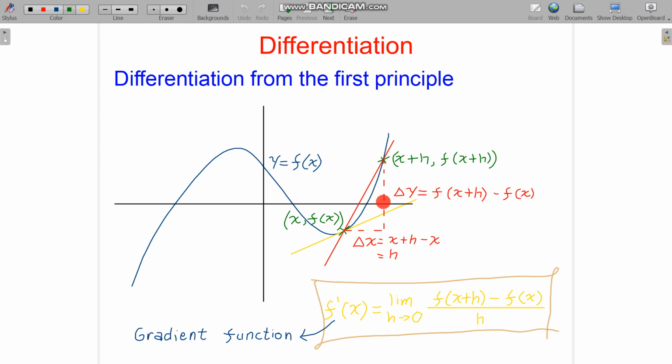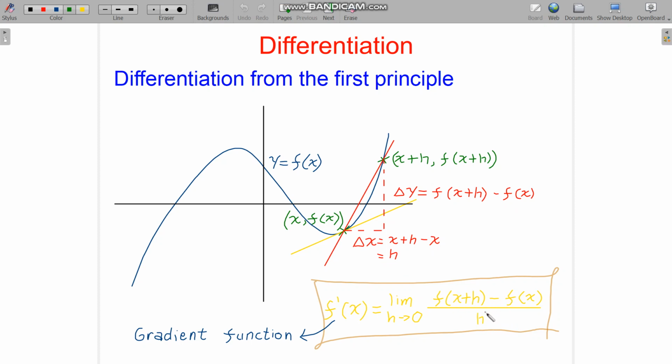The delta y, the rise, is the y2 minus y1, so f of x plus h minus f of x, and the delta x is x2 minus x1, so x plus h minus x, which is h, of course. So the gradient is this divided by this, f of x plus h minus f of x all over h. This is the gradient of the secant.